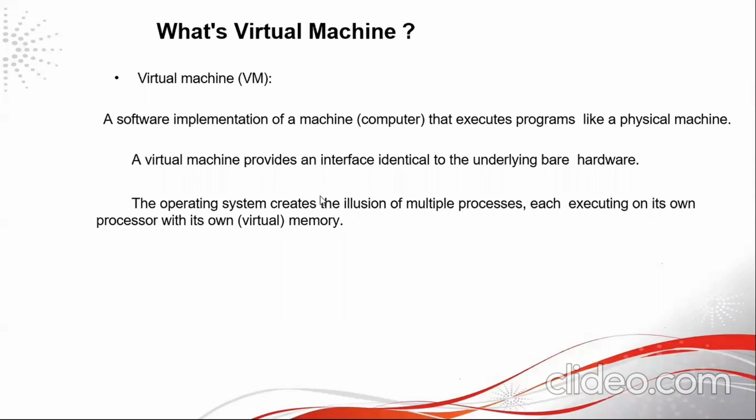So the operating system creates the illusion of multiple processes, each executing on its own processor with its own memory. It means suppose you have 200 GB memory. So it will create 50 GB memory for each of the 4 users. Likewise, each and every one will have its own processor and own memory, and they will execute on that machine. But we have only one single machine. We are creating more than one machine for the remaining users with the help of some software. That is called a virtual machine.